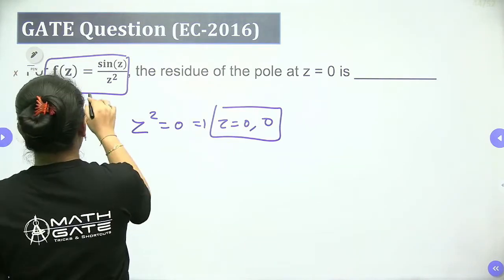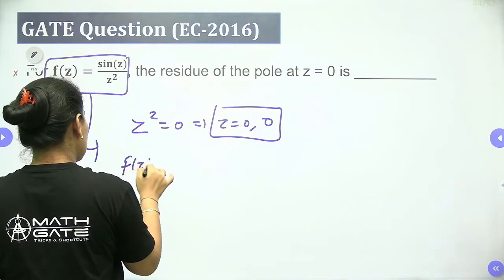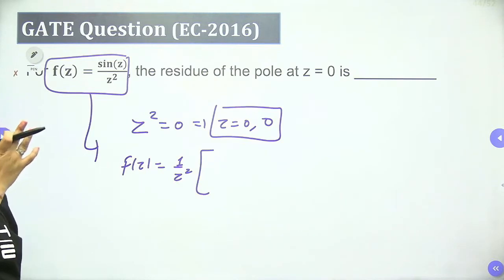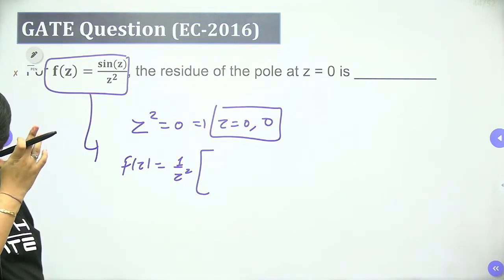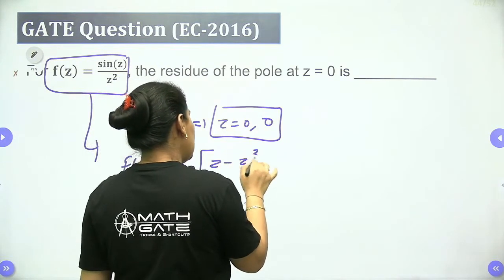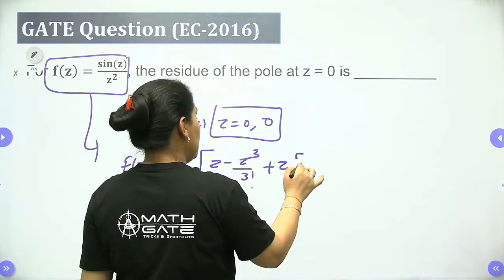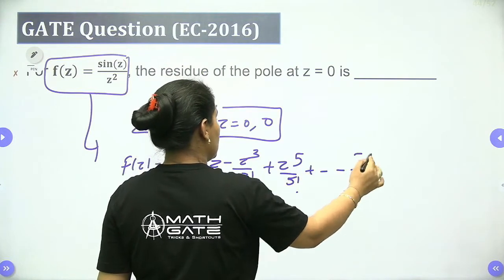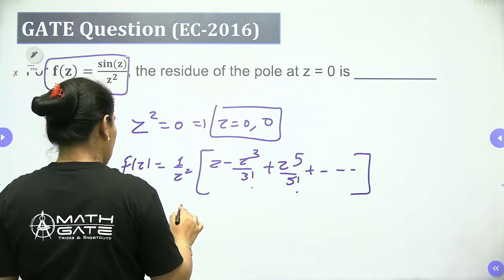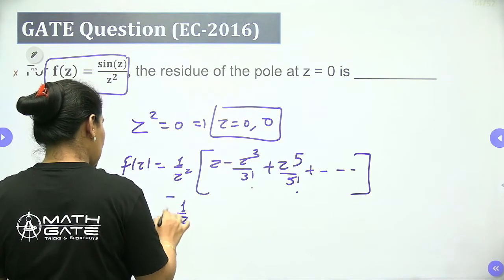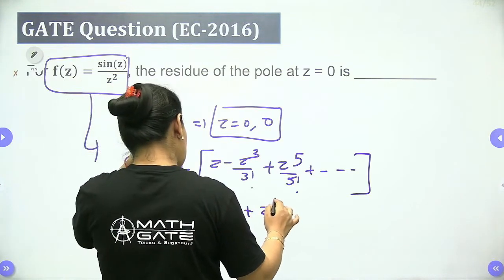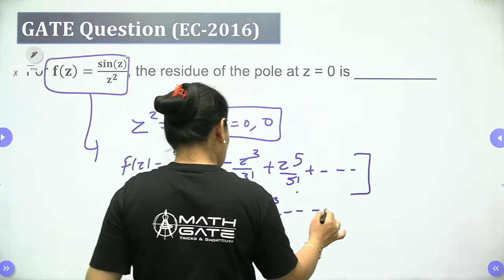If we want to approach, we can write f(z) equals 1 by z square. We can write down the expansion of sin z. The expansion of sin z is nothing but z minus z cube by 3 factorial plus z to the 5 by 5 factorial and so on. We know very well. So when we approach here, it will be 1 by z minus z by 3 factorial plus z cube by 5 factorial and so on.